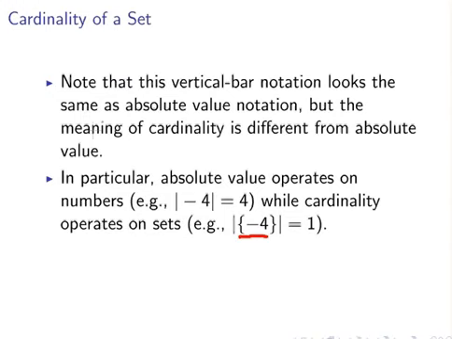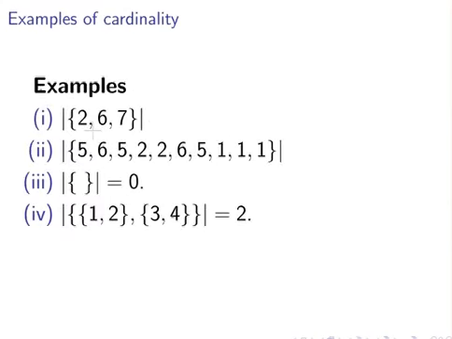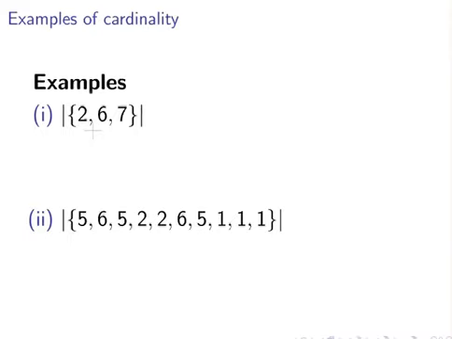So let's look at some examples. Very simple one to start off with, 2, 6, and 7. And then we have a longer one there. So let's just do the first two. The first example: how many elements are in that set? Well, simply there is 2, 6, and 7. So there are 3 elements, and therefore the cardinality is 3.